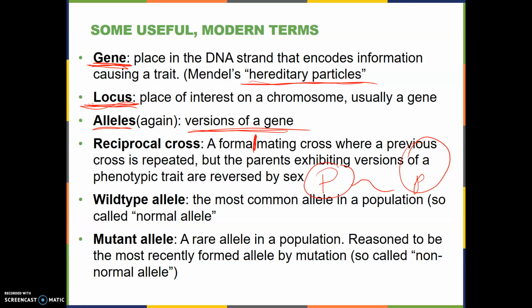So what we're seeing here is that the egg carries the little p and the sperm carries the big P. So if it were a reciprocal cross, the sperm would carry a little p and the egg would carry a big P. And then the wild type allele is the most common allele in a population. So it is the normal allele. And the mutant allele is a rare allele in a population.